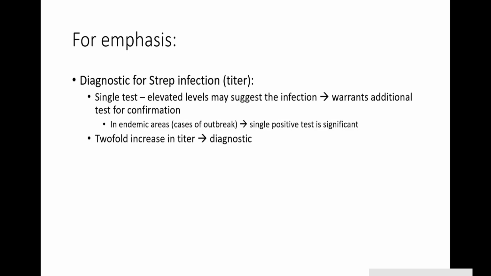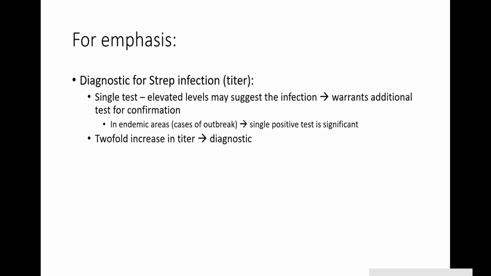Okay? Two tests are needed. And then there must be a twofold increase in the antibody titer of the second testing. So similar to the case of Joshua, he had 300 IU per ml on the first test, and then on his second test he had 650 IU per ml. So there is a twofold increase. Therefore, that is diagnostic for a streptococcal infection.